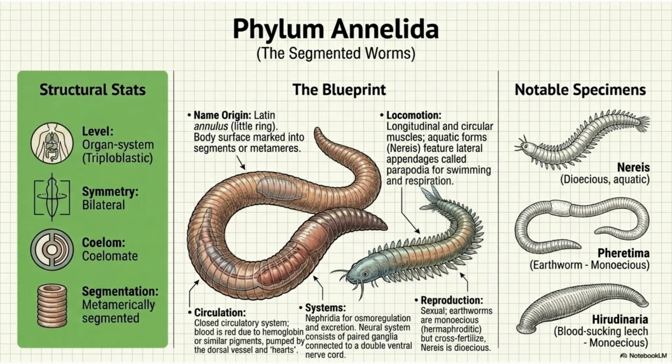Phylum Annelida, the segmented worms, are coelomates with organ system organization, bilateral symmetry, and metameric segmentation. They possess a closed circulatory system and specialized nephridia for excretion. Notable specimens include the aquatic Nereis, earthworms, and blood-sucking leeches.